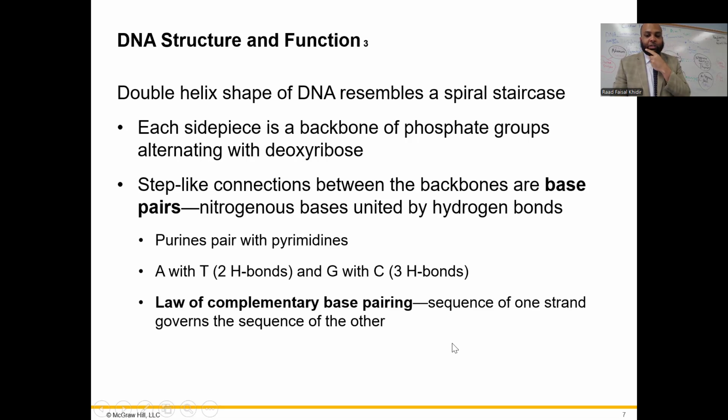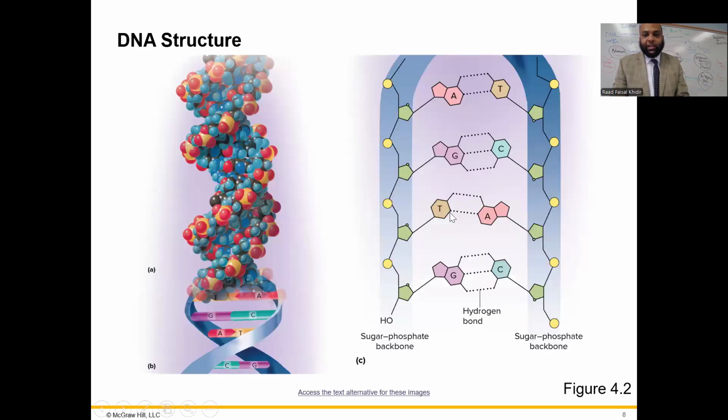So there's a sequence of one strand that governs the sequence of the other. So we know that if you are A, you will definitely have to bind with the T. Or if you are A, you would bind the U if we were in RNA. So that's the double helix. Can you please examine this structure?